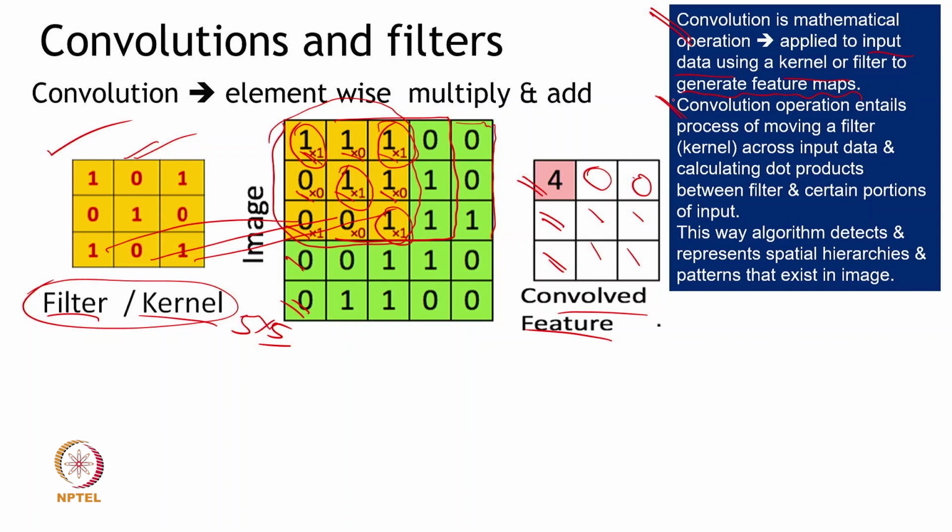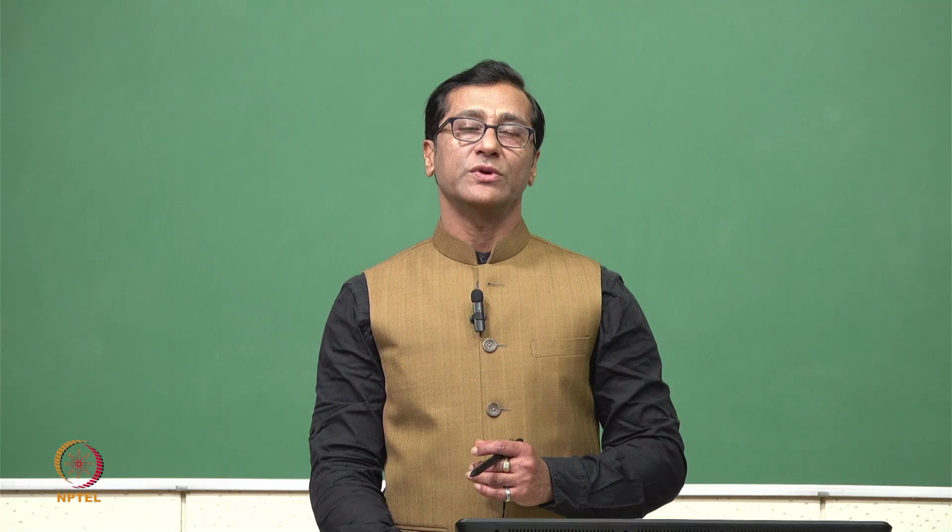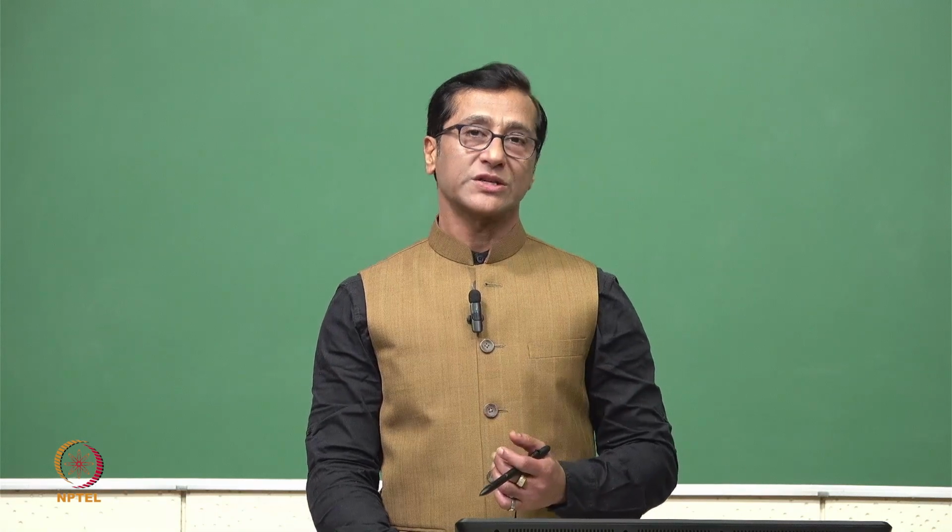So the convolution operation is basically moving a filter across the input data, calculating the product which has been shown, and then getting some portion of the input. It's not applied to everything immediately. In this case it was applied initially on this portion, next time it will be applied on this portion, next time on this portion, and then on this portion. This is what we call stride one, where we are moving by 1 pixel.